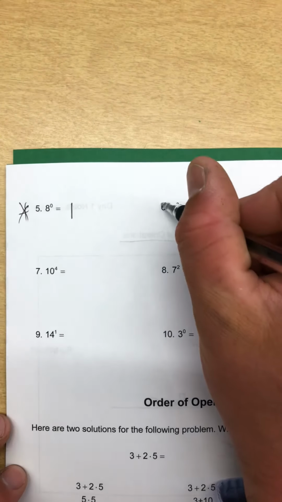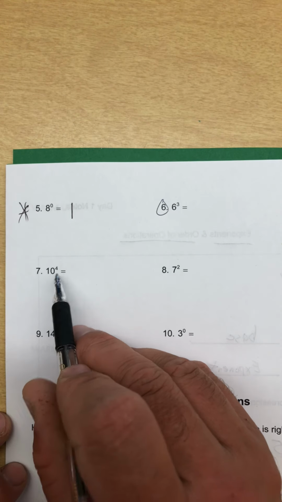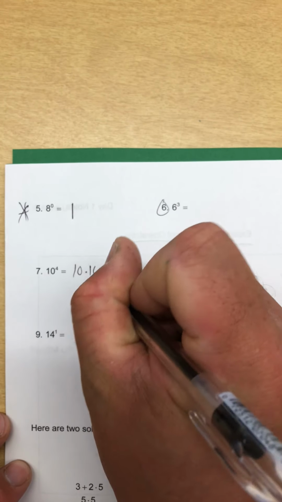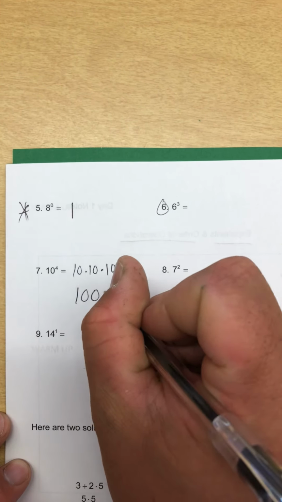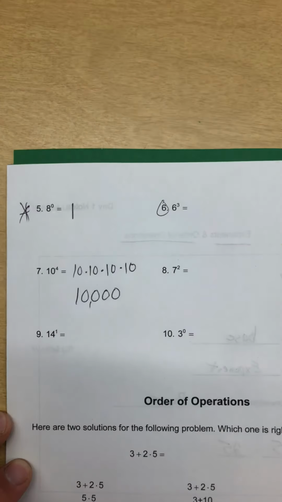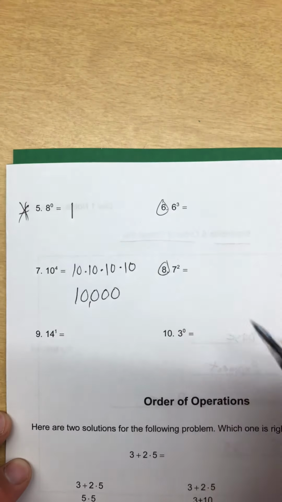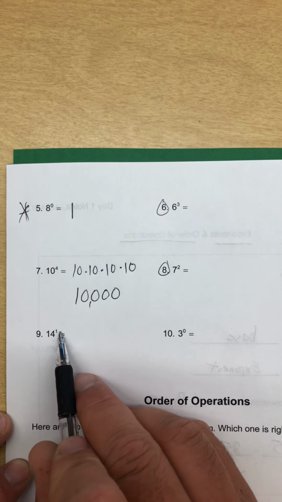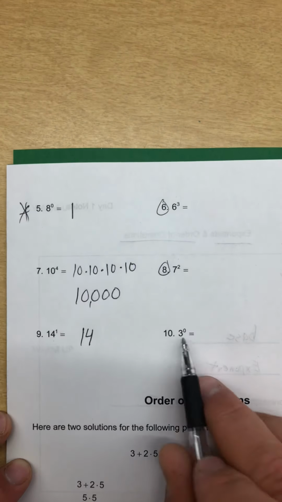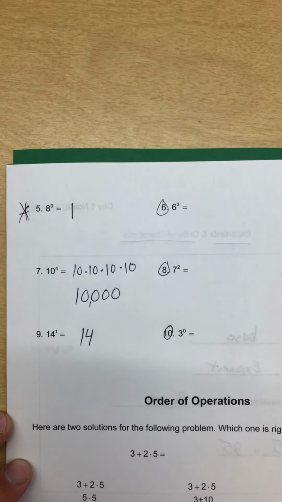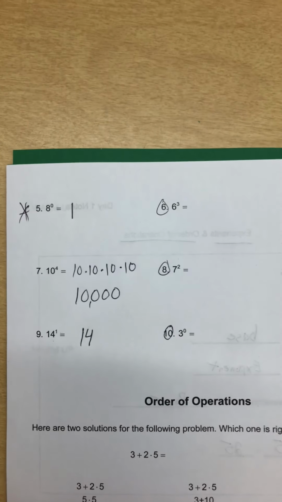I'll let you try number 6. I'll do the odds with you. 10 to the 4th, well, that's 10 times 10 times 10 times 10. Some of you need a calculator. Some of you just say, let's get 4 zeros and put 1 in front of it. Shortcut, it's 10,000. Try number 8. Number 9 is 14 to the first, kind of like 1 on the first page. This is 14. Try number 10, 3 to the 0. See what you get for that one. We'll go over those in class.